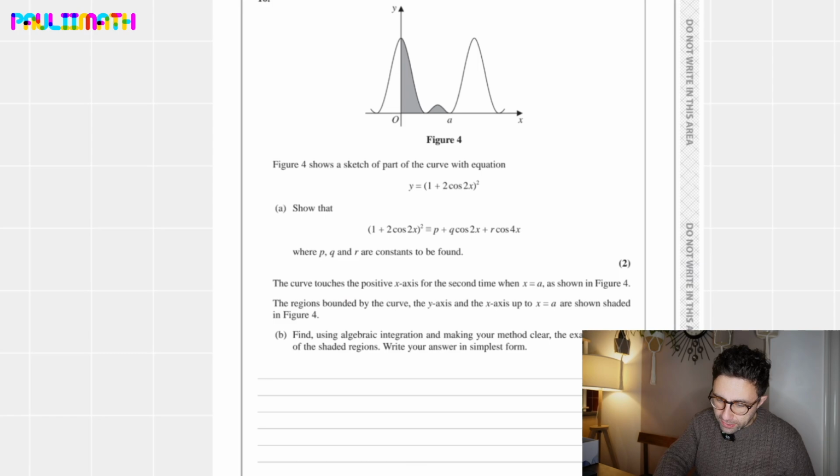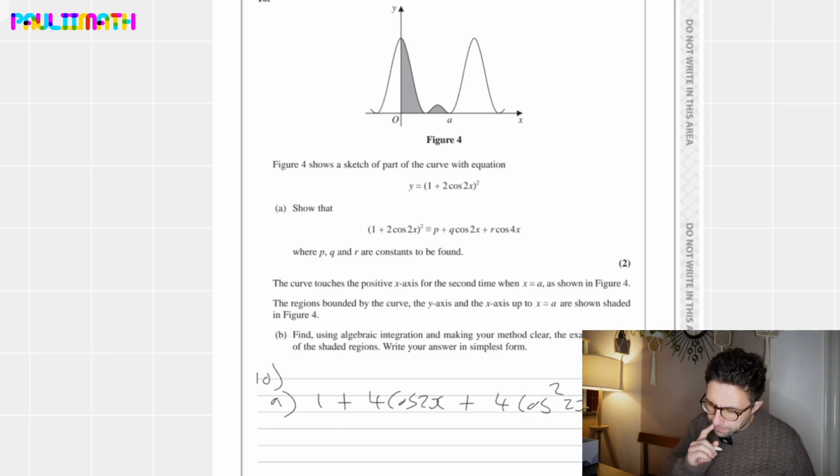Show that that is that. Trig identity. Okay, got my second wind. I'm off. 10a. Multiplying out the brackets. 1 plus 4 cos 2x plus 4 cos squared 2x.